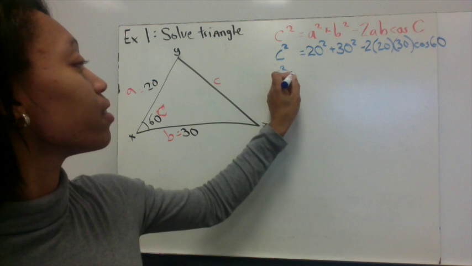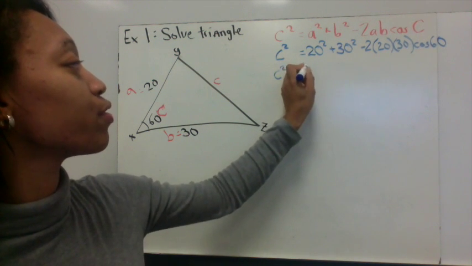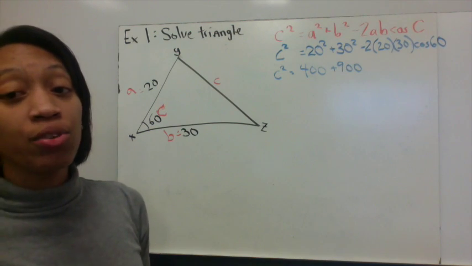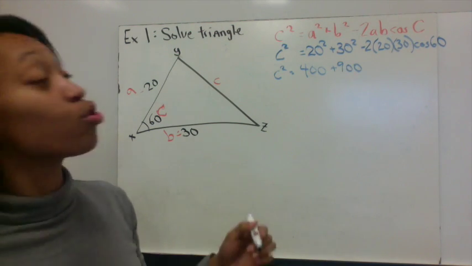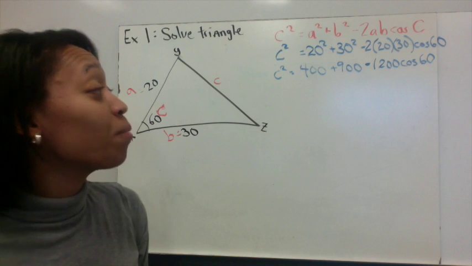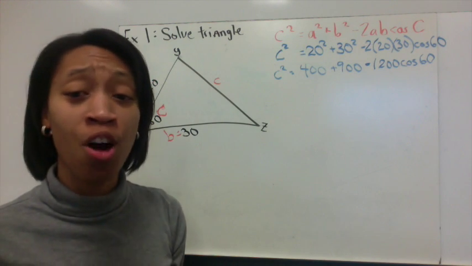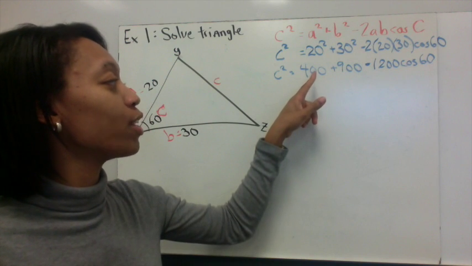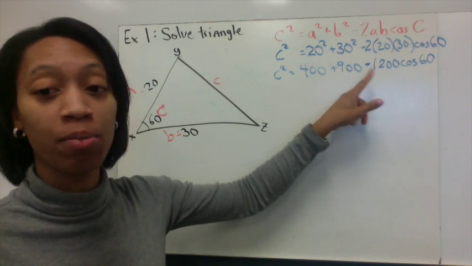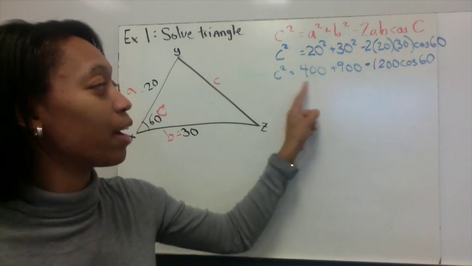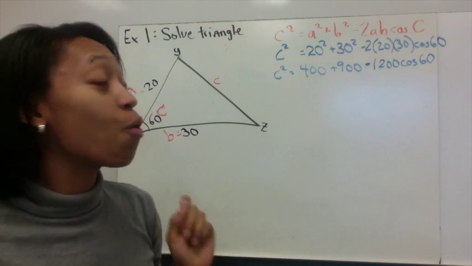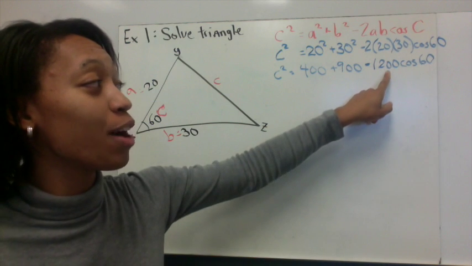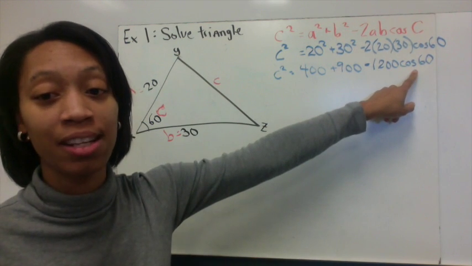C squared is equal to 20 squared, which is 400, plus 30 squared, 900, minus 2 times 20 times 30, 1200. A common mistake from here when people are solving this is to say, as the next step, what's 400 plus 900 minus 1200, and combine all three of those. However, the three of those do not combine because the 1200 is multiplied to the cosine 60.